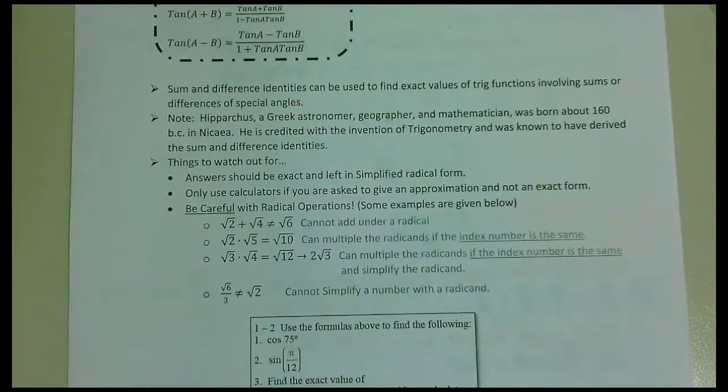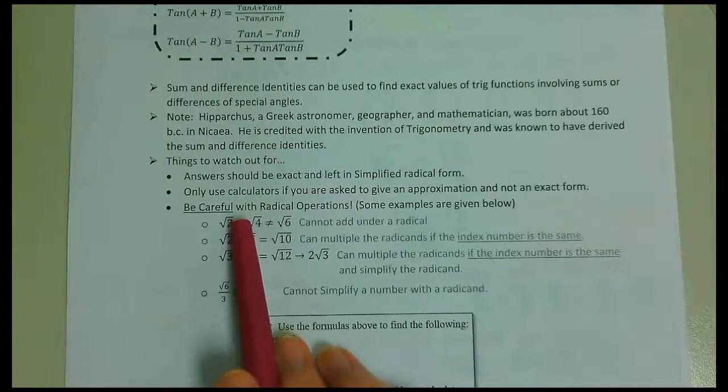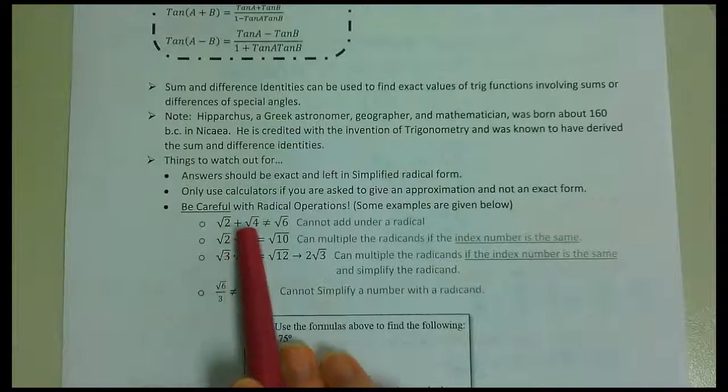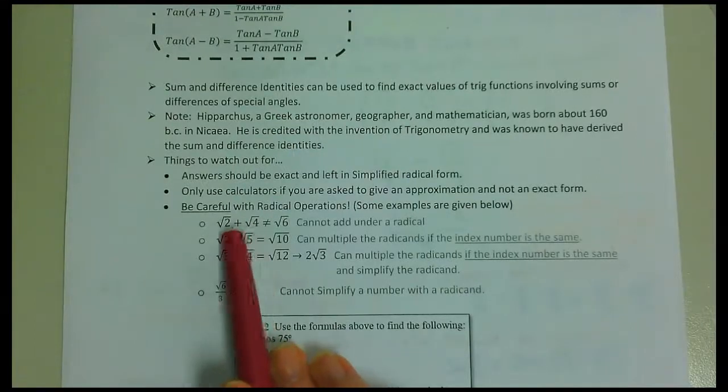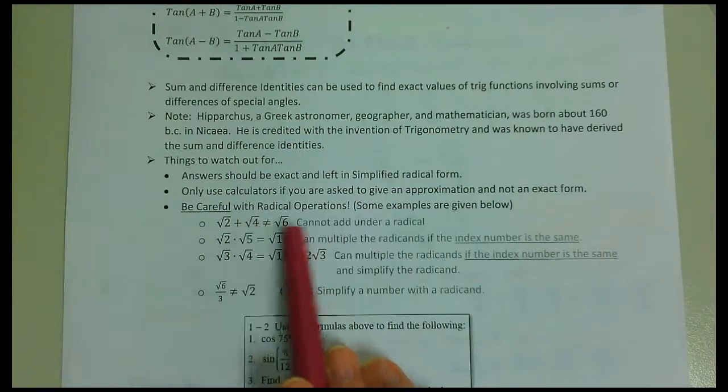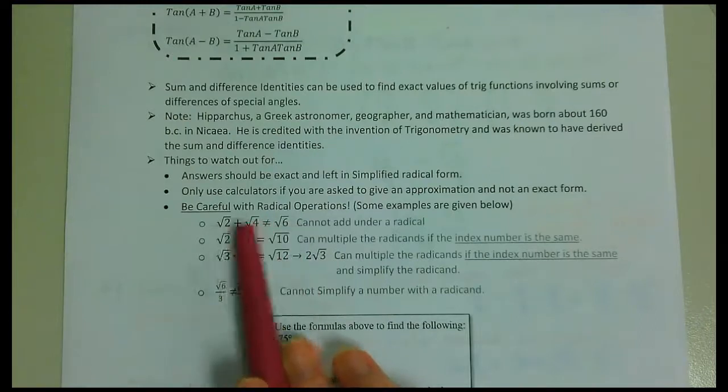Things to watch out for, answers should be exact and left in simplified radical form. Only use calculators if you are specifically asked to approximate and not an exact form. Be careful when you're doing your radical operations. So remember, when you add two radicals together, you can't add the radicand, that's the number inside, and get 6. These are two separate things.